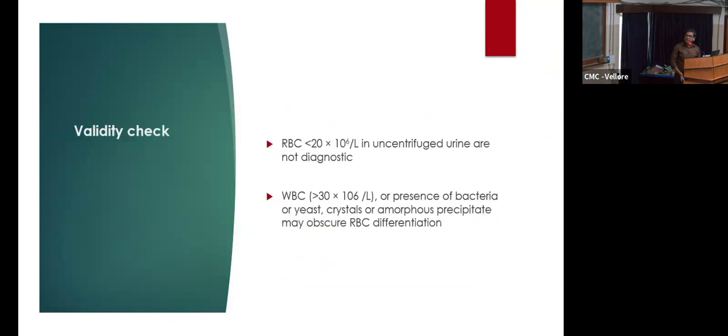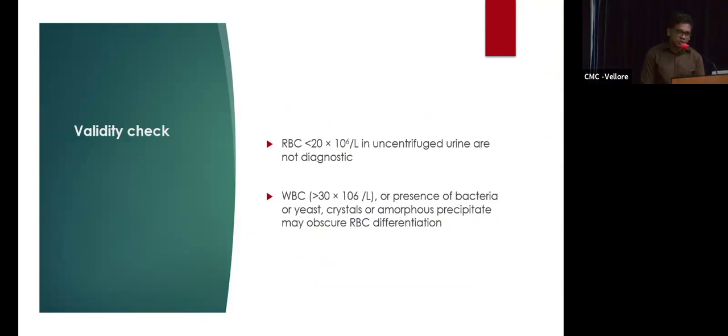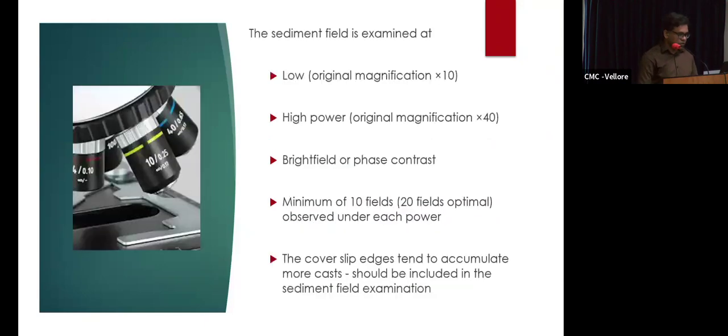So how do we check the validity? If the RBCs are less than 20 in uncentrifuged urine, then it is not diagnostic. If the sample is contaminated with WBCs more than 30 × 10⁶, then it is a contaminated sample, and we have to discard such samples.